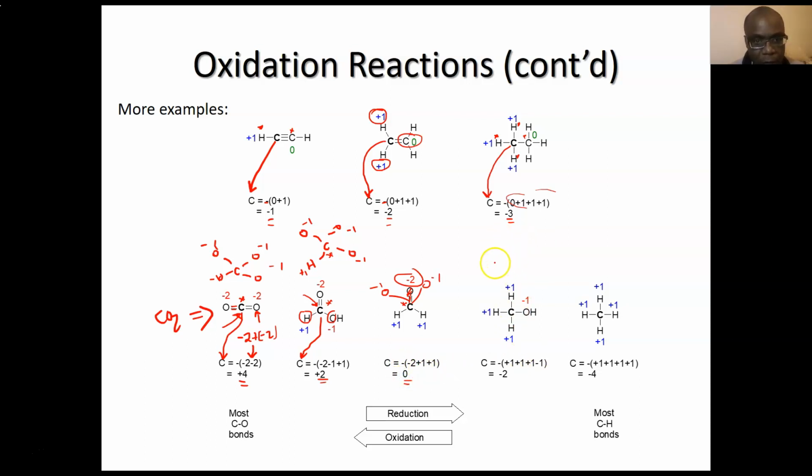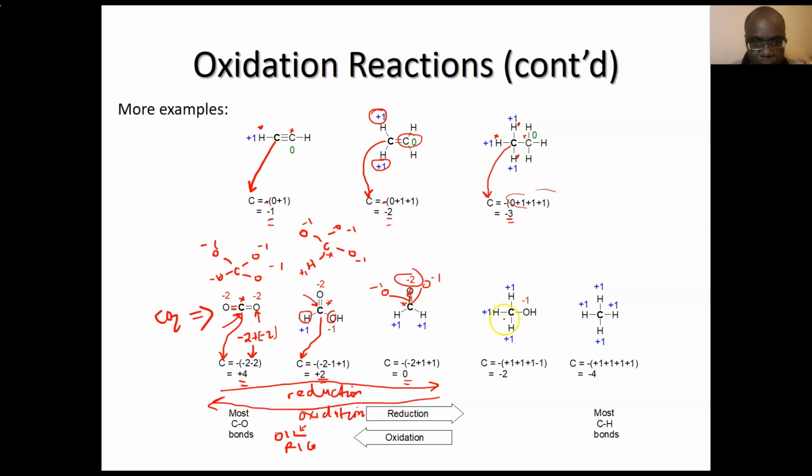Okay. So if you're moving from here to here, what are you doing? The number is going down. That's called reduction, because the oxidation number is decreasing. If you're going the other way around, you'll move from oxidation 0 to plus 4. That's called oxidation. That's why I told you, think of OIL RIG. When you lose electrons in oxidation, you gain the positive number.